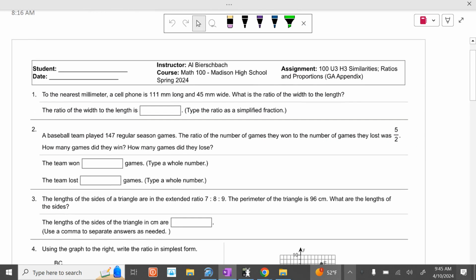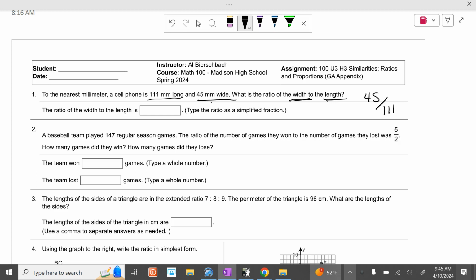All right. To the nearest millimeter, a cell phone is 111 millimeters long and 45 millimeters wide. What's the ratio of the width to the length? See how they said wide second and long first, but then they said width to length? So it's 45 over 111.